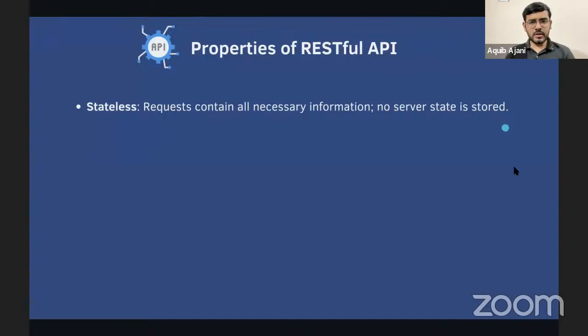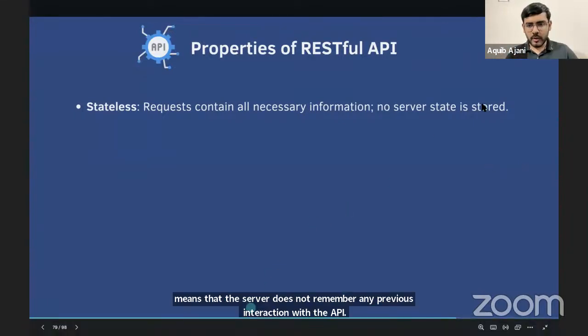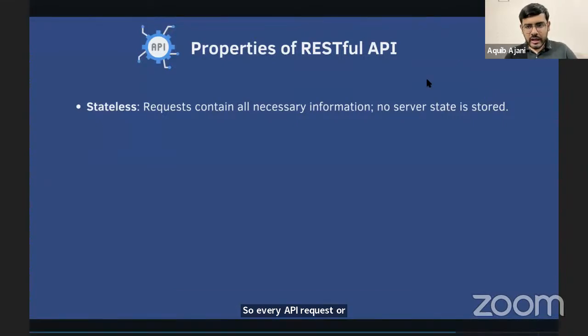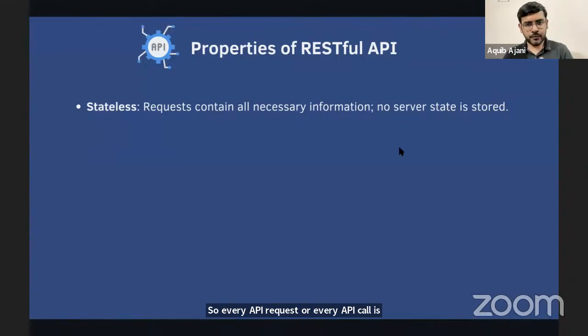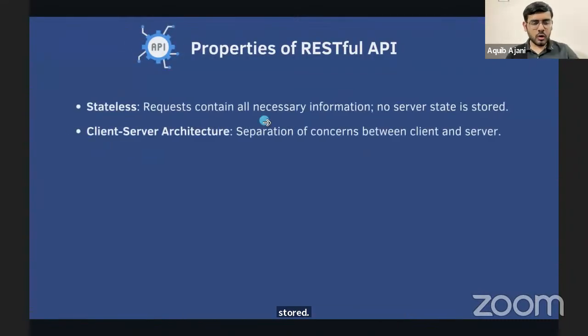So like I was saying, the first property of a RESTful API is that it is stateless, which basically means that the server does not remember any previous interaction with the API. So every API request or every API call is treated as a new API call. There is no state, no history that is stored. Every request contains all the information. That is the first property, called statelessness. Again, you don't really need to remember these properties. I'm just telling these to you so that we understand the concept of RESTful APIs, and then we'll take a look at how to code it out.